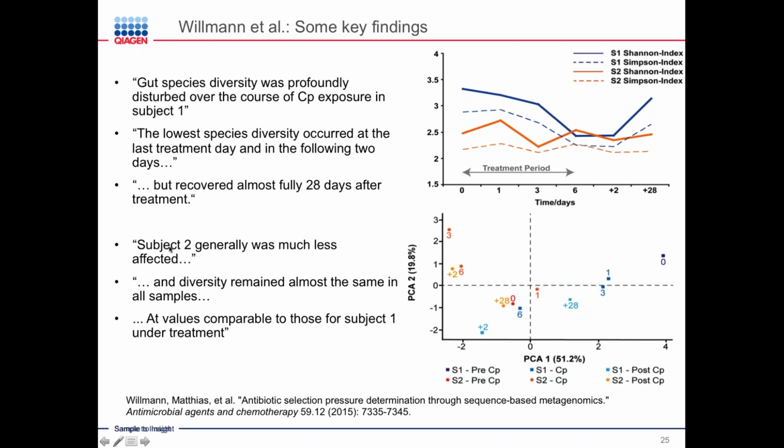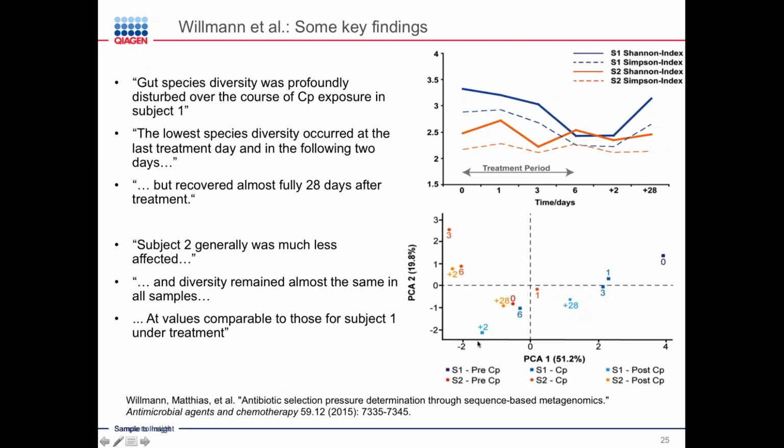And then subject number 2 was generally much less affected. So you can see that here it just goes up a bit and goes down a bit and then goes up again and stays flat. And diversity remained almost the same in all samples. So it doesn't fluctuate much like for subject number 1, which decreased significantly. It just goes up and down a bit. And finally, the values were comparable to those for subject number 1 under treatment, which you can see here.